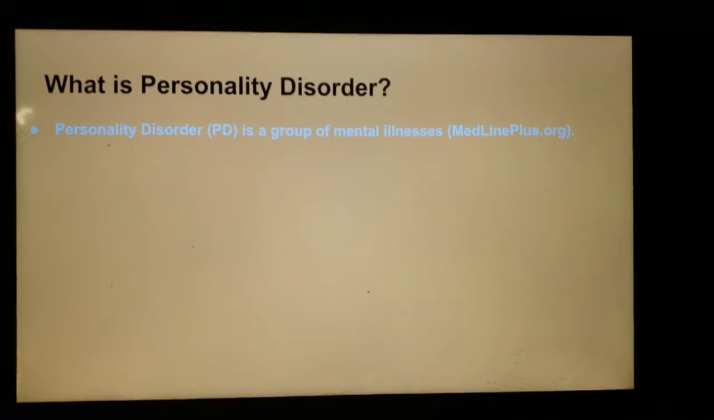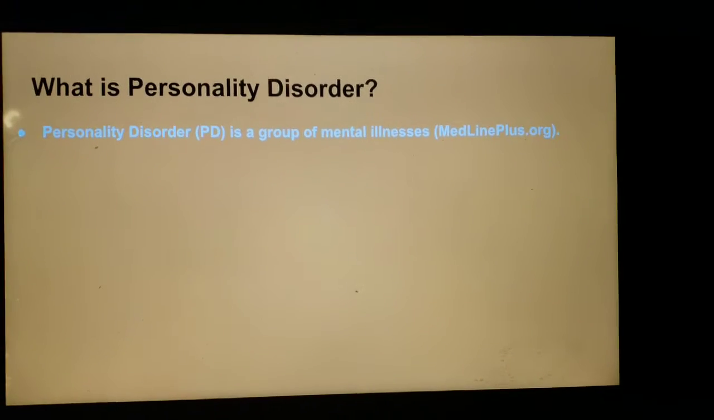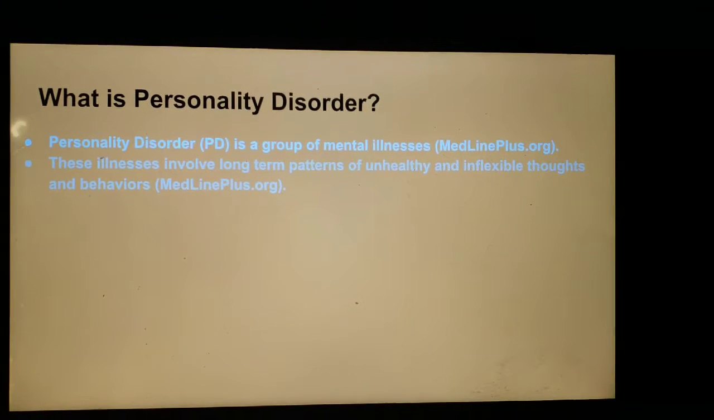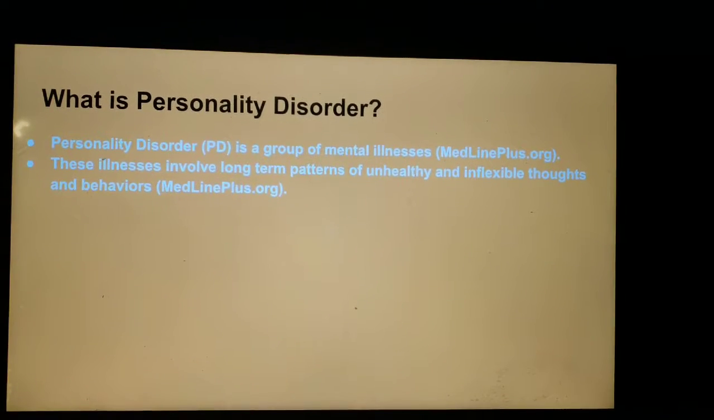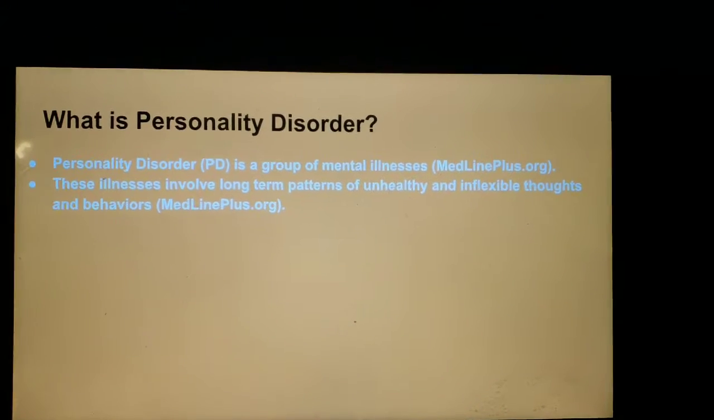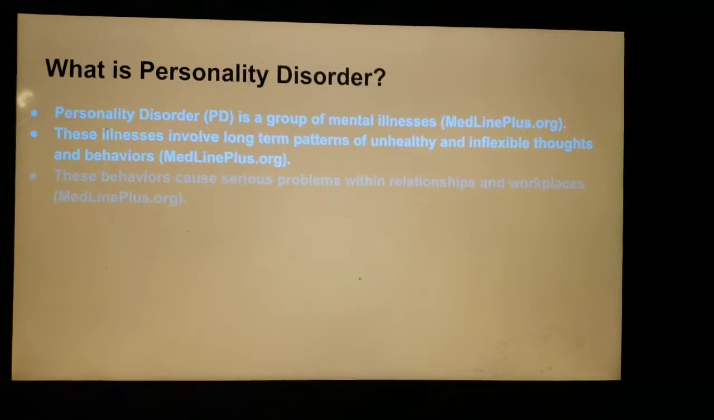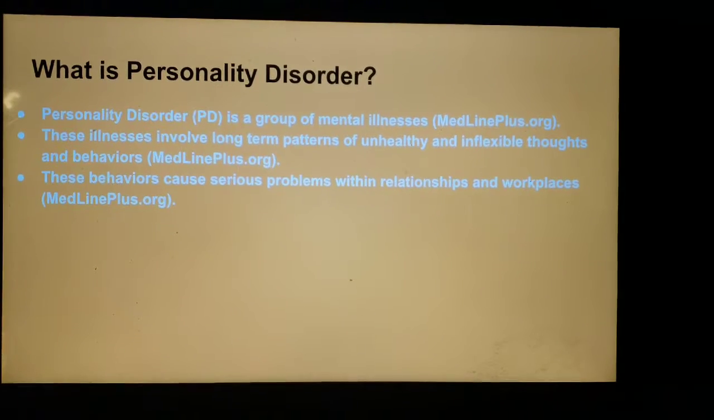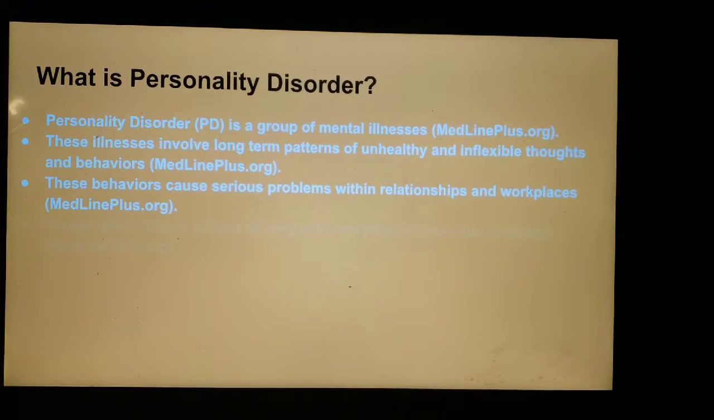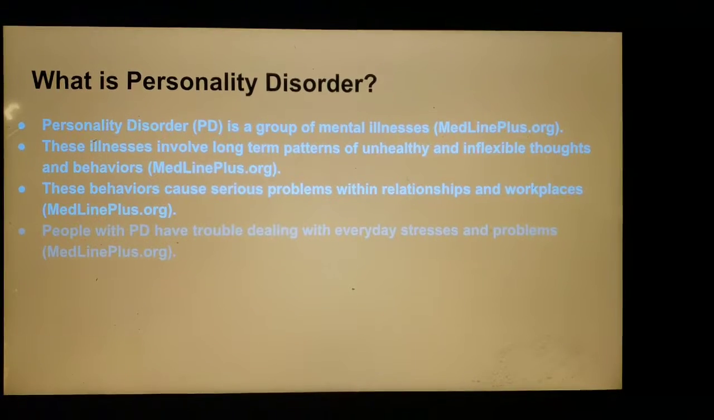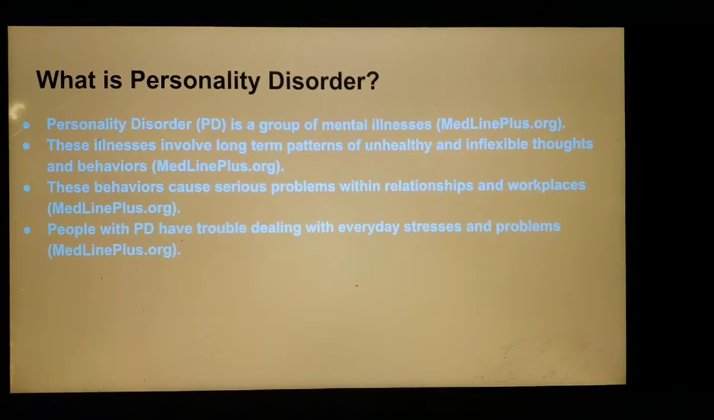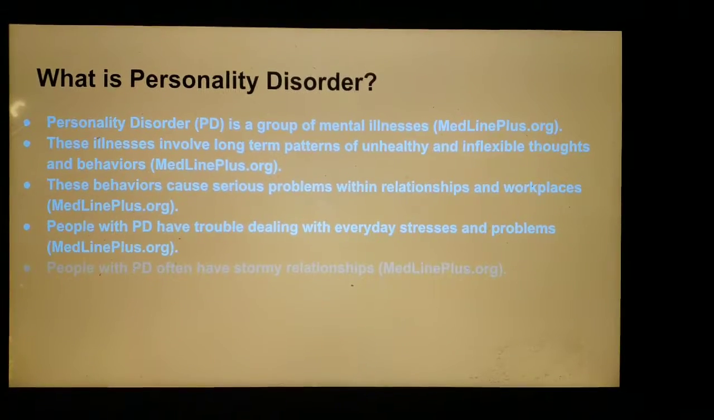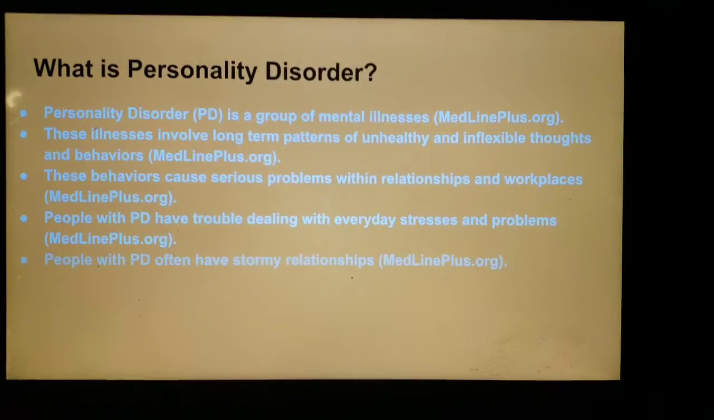Personality disorder, or PD, is a group of mental illnesses. These illnesses involve long-term patterns of unhealthy and inflexible thoughts and behaviors. These behaviors cause serious problems within relationships and workplaces. People with PD have trouble dealing with everyday stresses and problems. People with PD often have stormy relationships.